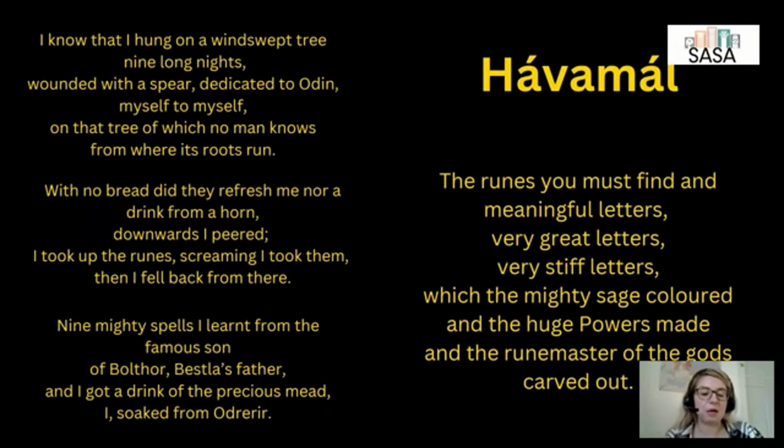cast spells. So in stanza 138, he says, "I know that I hung on a wind-swept tree 9 long nights, wounded with a spear dedicated to Odin, myself to myself, on that tree which no man knows from where its roots run," probably Yggdrasil. "And then I took up the runes, screaming I took them. Then I fell back from there. 9 mighty spells I learned from the famous son of Bolthor, Bestla's father."